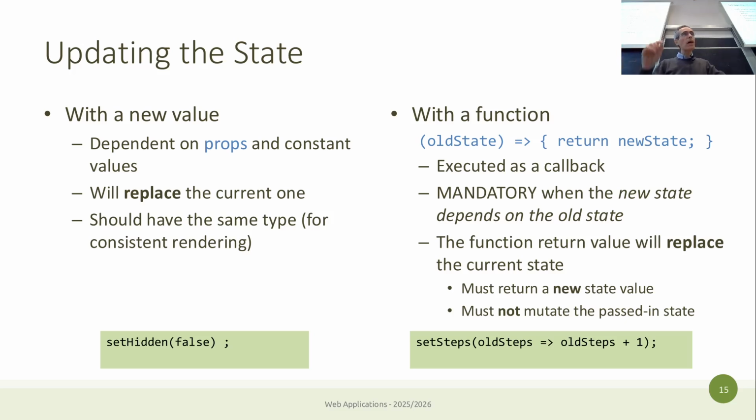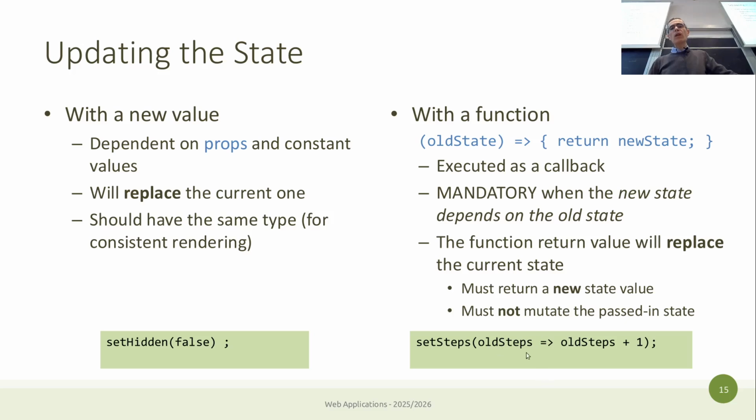If you use a function that depends on your state, React guarantees that all the set variable functions that you called will have an effect. So we run the callbacks in the order in which you called them. And the function return value will replace the current state. Okay? It must return a new state value and must not mutate the passed in state.